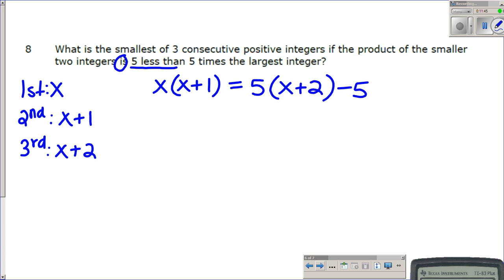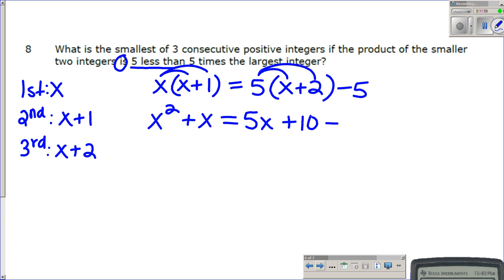We're now going to clean this up by using our distribution rules. So x times x is x squared. X times 1 is plus x. On the right, 5 times x, 5x. 5 times 2 is plus 10, and bring down the minus 5. We have like terms, positive 10 and negative 5. We can combine, so this side now simplifies to 5x plus 5.